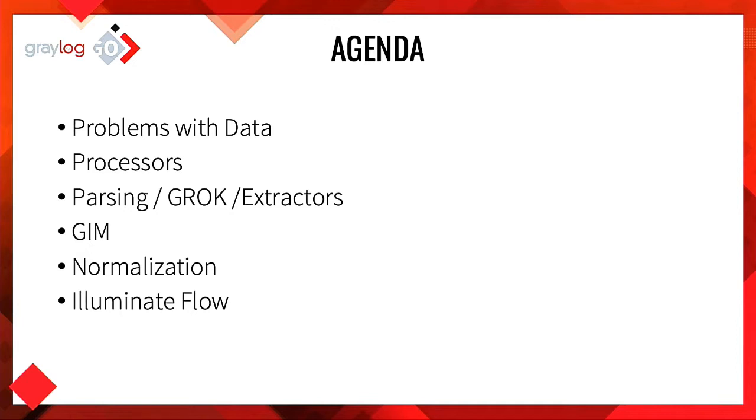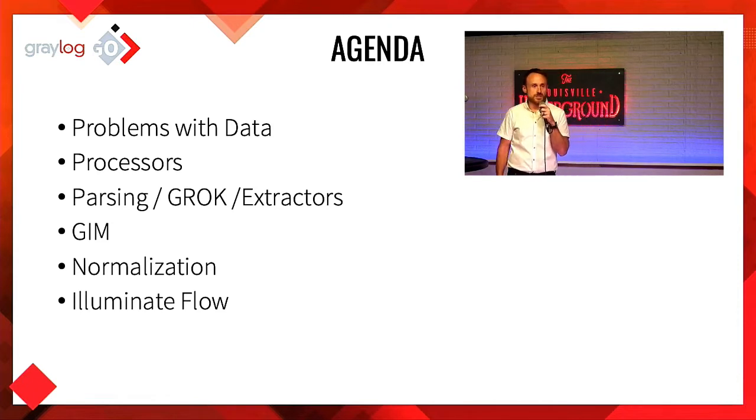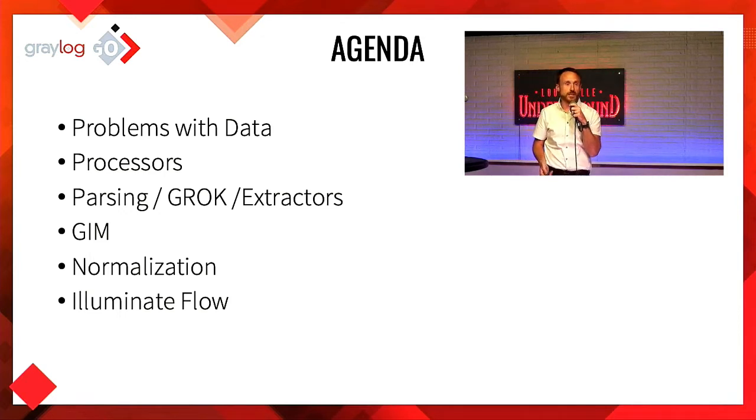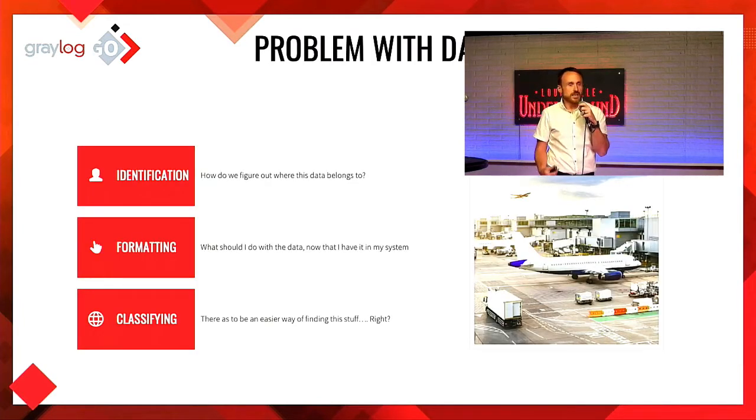So a little bit around the problems with data. What do you run into as you collect data? The different types of processors that we have inside of Graylog. The different things of parsing that we have. Lots of questions around grok and different regex patterns. And then GIM, which is our information model, normalization, and kind of how logs flow through Illuminate, which is our visualization side of Graylog.